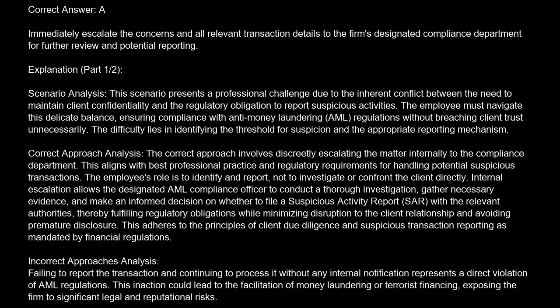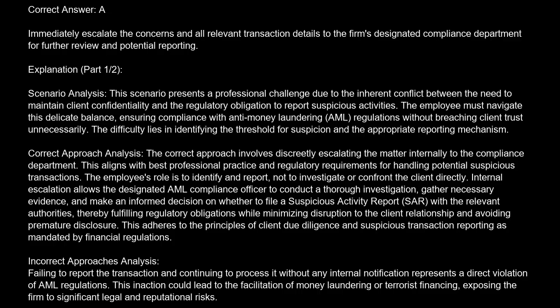The employee must navigate this delicate balance, ensuring compliance with anti-money laundering (AML) regulations without breaching client trust unnecessarily. The difficulty lies in identifying the threshold for suspicion and the appropriate reporting mechanism. Correct approach analysis. The correct approach involves discreetly escalating the matter internally to the compliance department. This aligns with best professional practice and regulatory requirements for handling potential suspicious transactions.